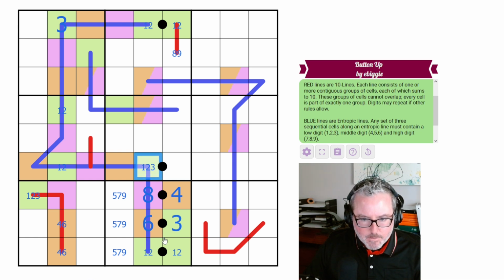So therefore this is 3, because it can't be 1 or 2 now. Therefore this is 6. 6 is mid. And this, okay.